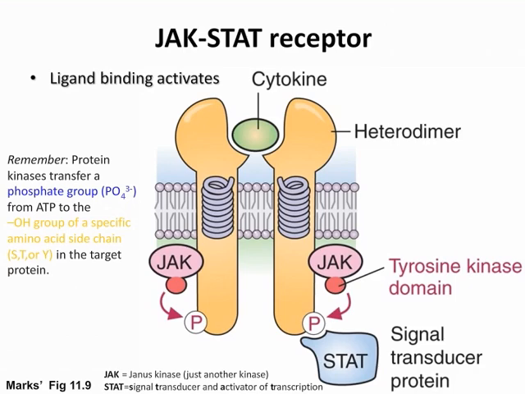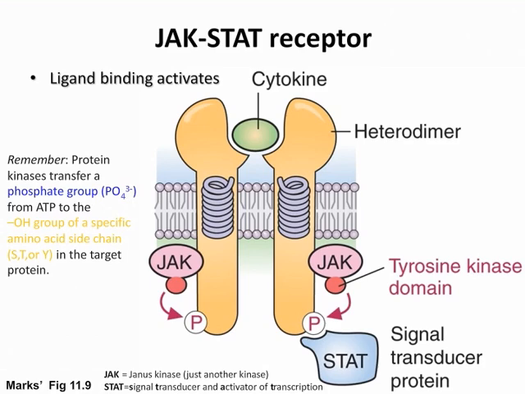The next one is called JAK-STAT receptor. It's very similar. Instead of a growth hormone, this time it's a cytokine. Those are cytokine receptors. As soon as cytokine binds to it, it'll cause both of those monomers to form a heterodimer. Remember, JAK-STAT is a heterodimer, tyrosine kinase is a homodimer. On these cytokine receptors, there's something called JAK, and JAK stands for Janus kinase. That's just another kinase.